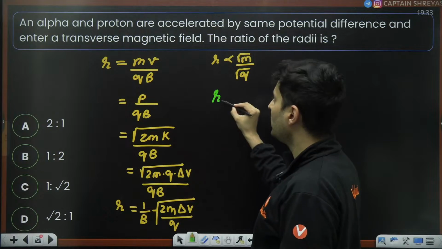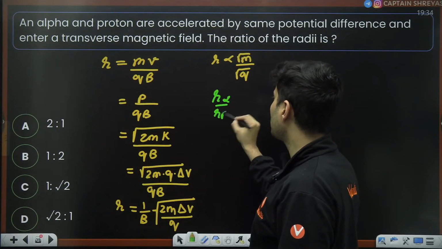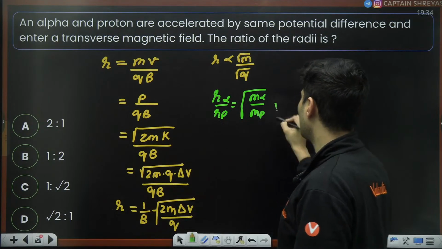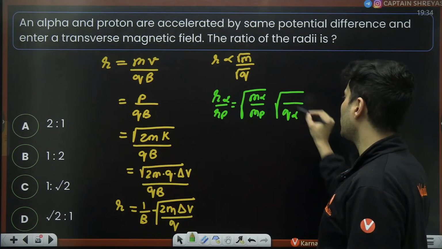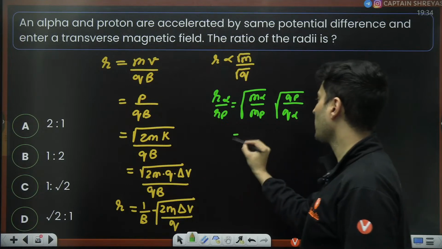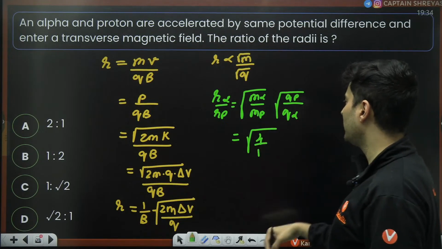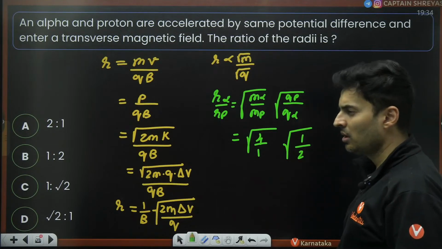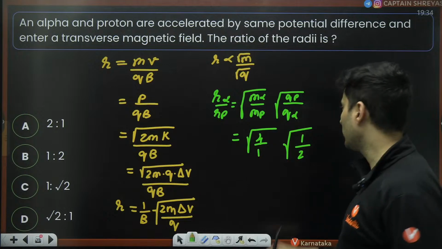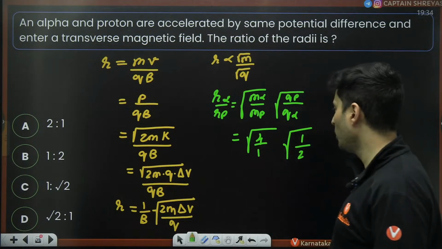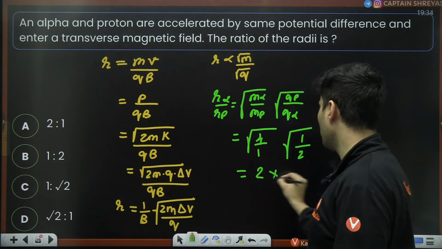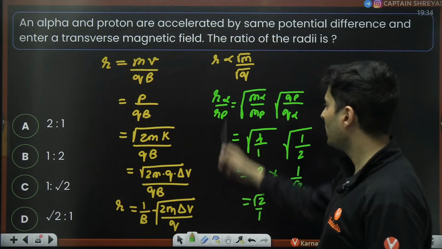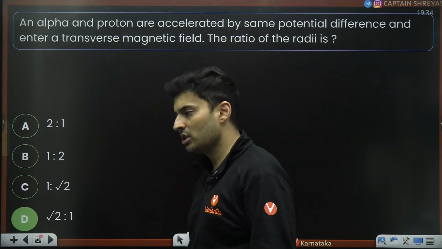So radius of alpha by radius of proton will be root of mass of alpha over mass of proton, and inversely proportional to root of the charges. Alpha particle is 4 times heavier than proton, and charge wise it is 2 times more than the proton. Alpha means 2 protons, 2 neutrons. That's why 4 times heavier, 2 times more charge. Root 4 is 2, and this is 1 by root 2. Root 2 cancels. It will be root 2 by 1. Hence, this ratio should be root 2 is to 1.